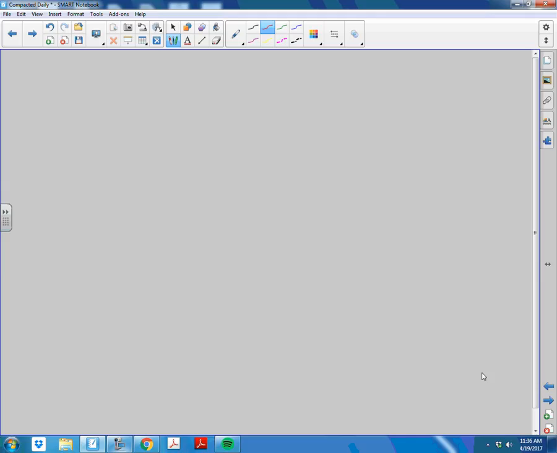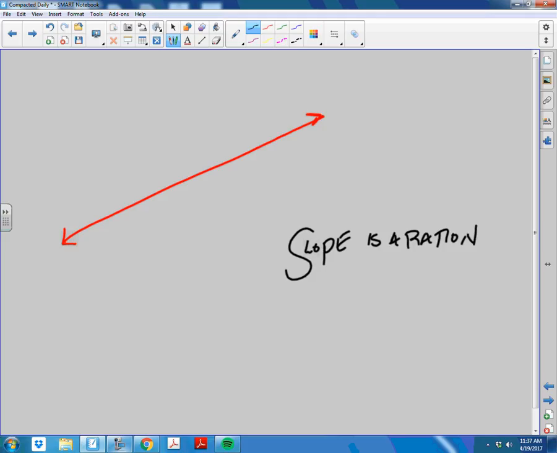Slope is a mathematical measurement. Like I was saying before, you can't really measure the slant of a line. If I give you a line, you can measure the slope of the line, but what it really means is you're actually measuring two different things. Slope is a ratio. Slope is a ratio of. Slope is the measurement.